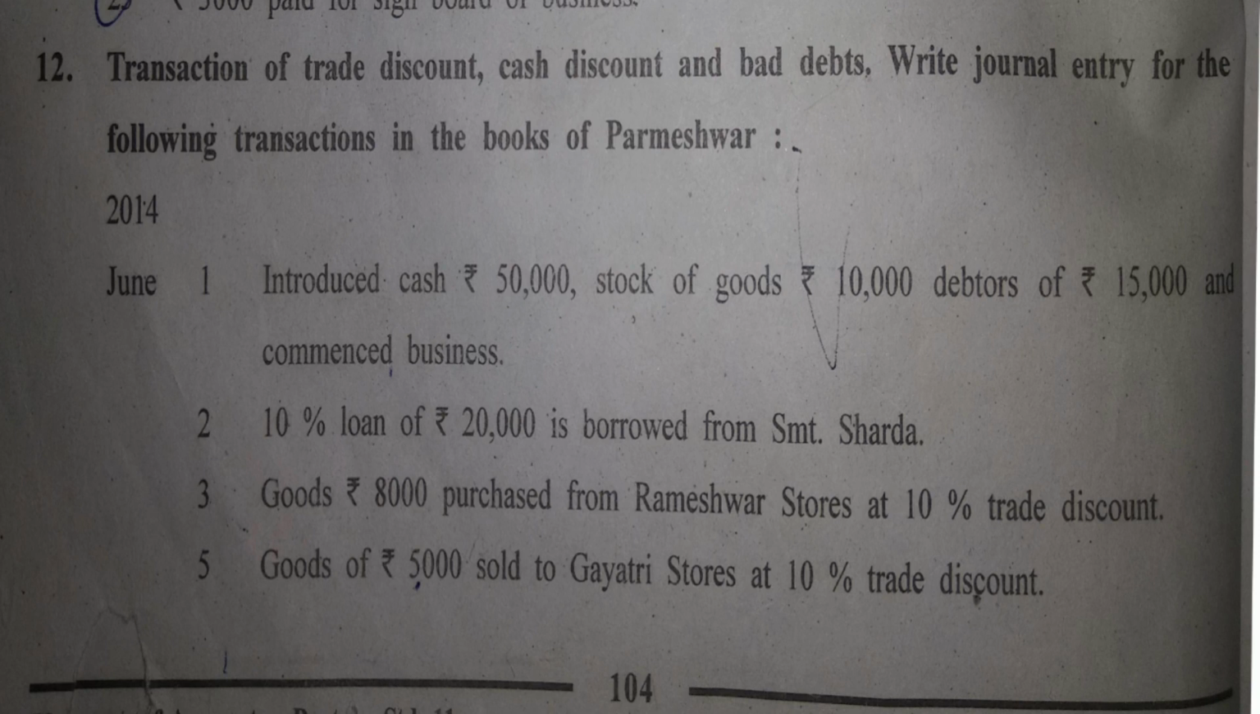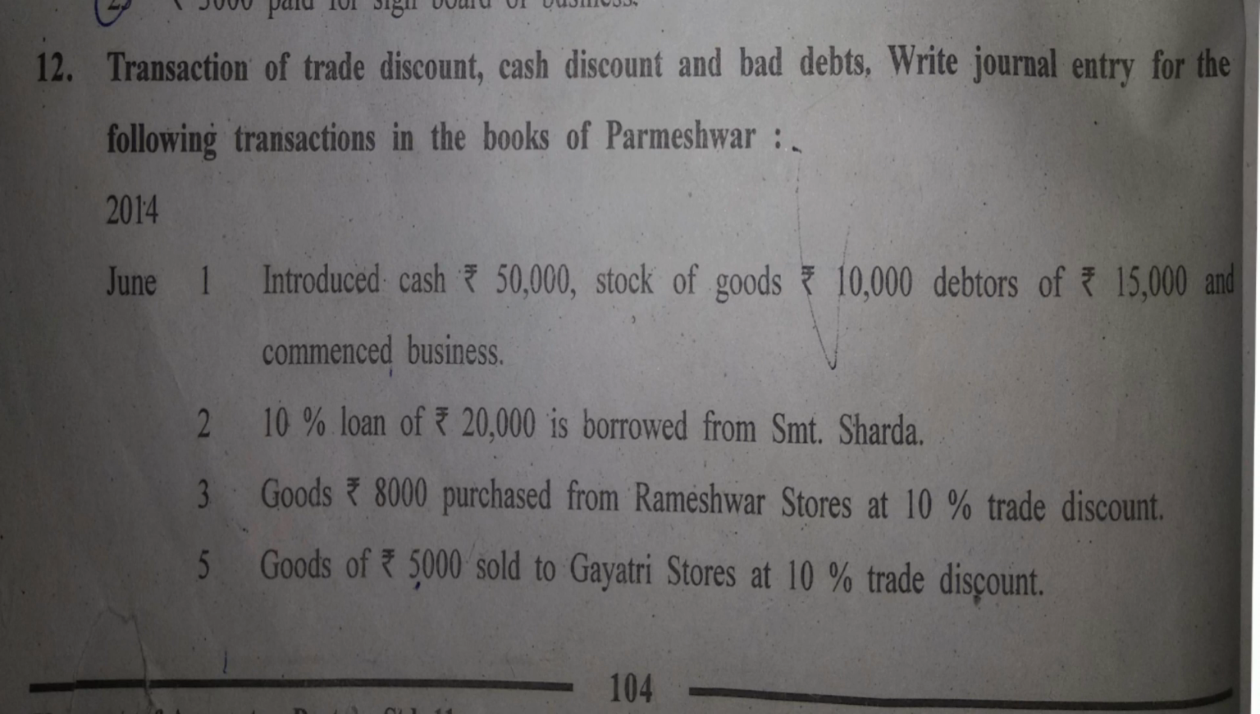Goods have been sold to Gayatri stores. So first of all, Gayatri stores is receiver. Debit the receiver. Gayatri stores account debit, 5,000 minus 10% is 500. So 4,500. To sales account 4,500 again. I repeat this. Goods of rupees 5,000 sold to Gayatri stores at 10% trade discount. 10% of 5,000 is 500 and the net price of goods is 4,500 this way. 5,000 minus 500.